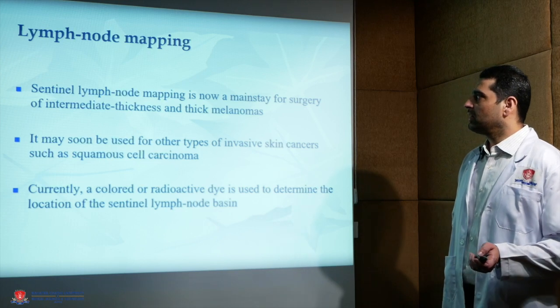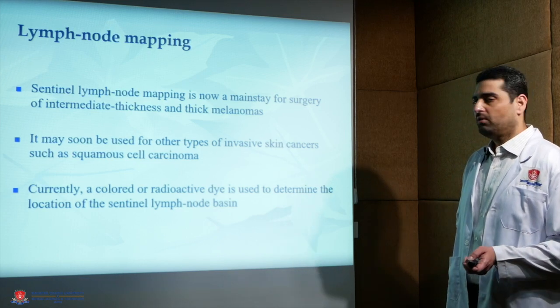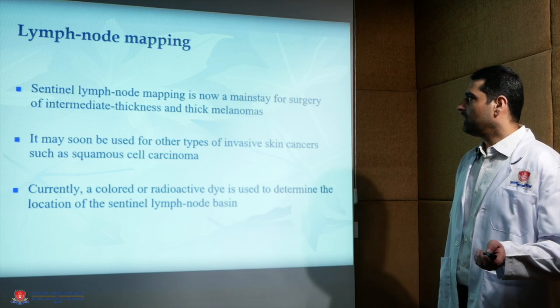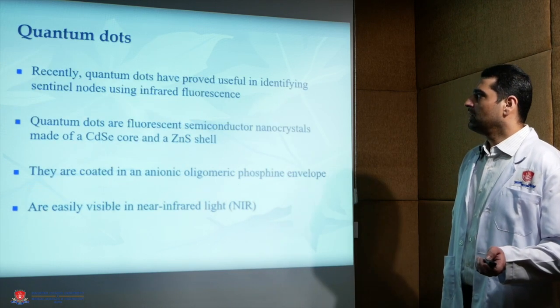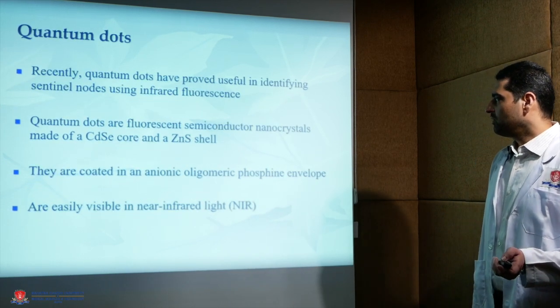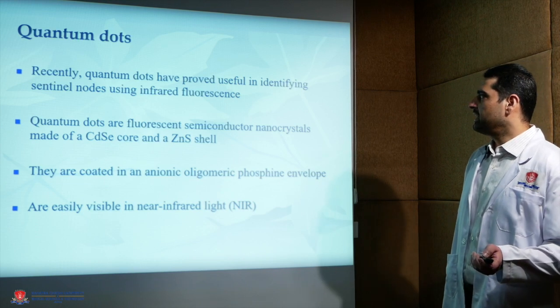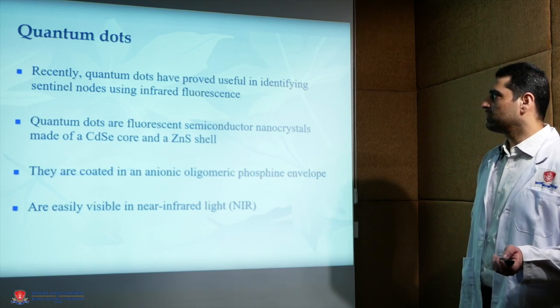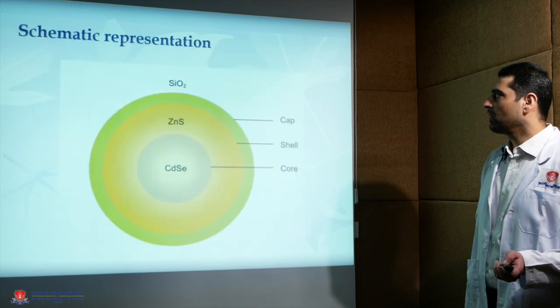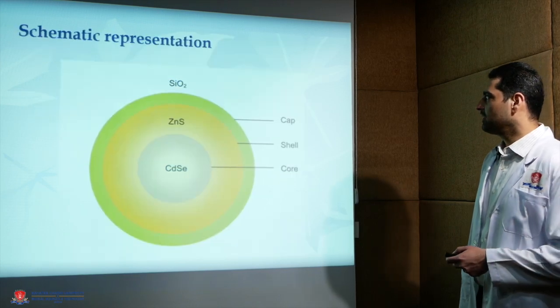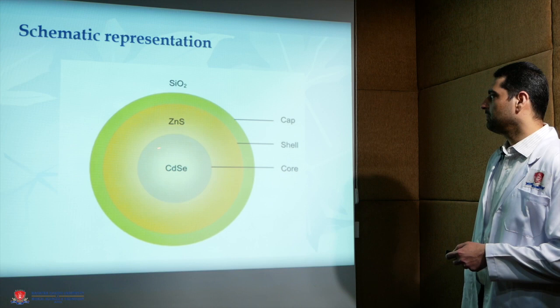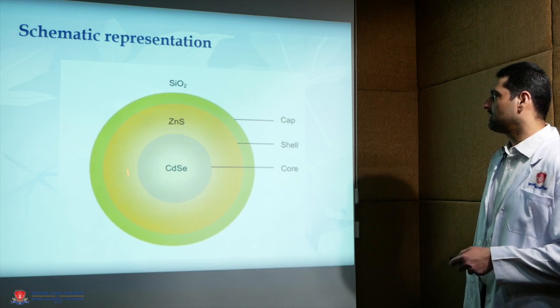Another use is in lymph node mapping in case of malignant melanoma. Then quantum dots, which can be used in identifying sentinel nodes, can also be used. This is a schematic representation of a quantum dot having a cadmium, selenium central shell and zinc sulfide core.